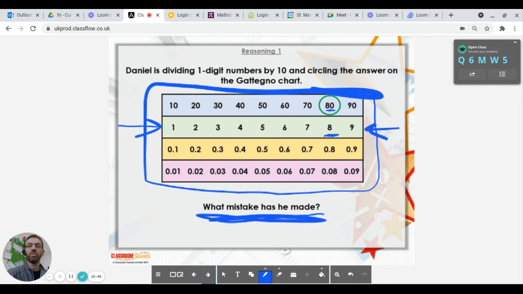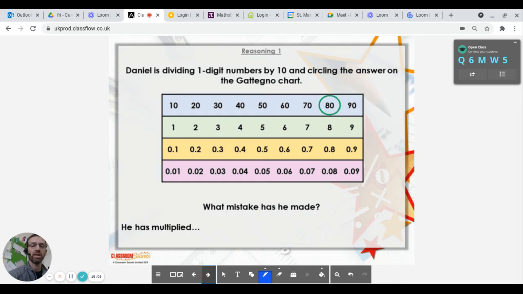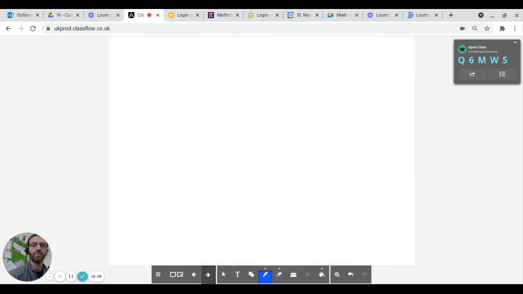That's probably where he started. If you get 8 and you divide it by 10, what did I say? Up or down? You go down. So his answer should be that. So his problem is he has multiplied the 8. He hasn't divided it. So that's the mistake I'm going to say. He's multiplied by 10 instead of dividing by 10. It should be 0.8. Fantastic.